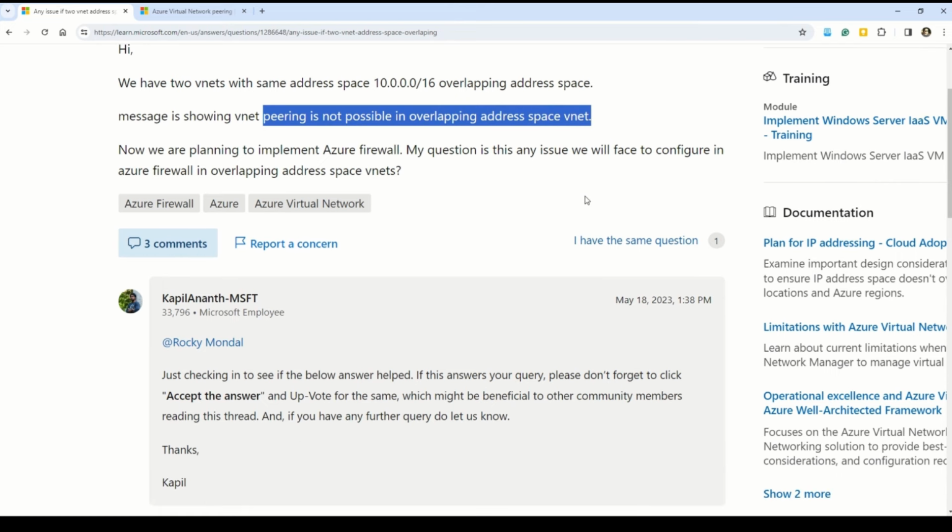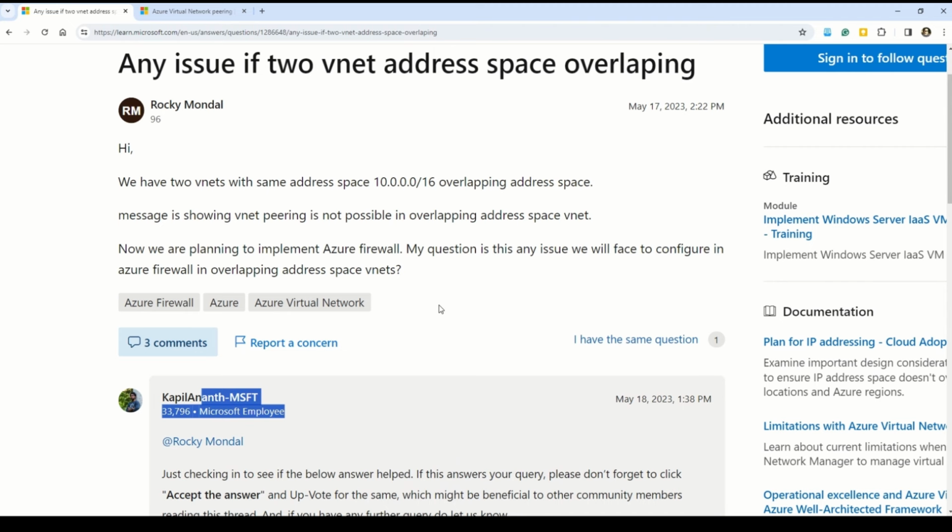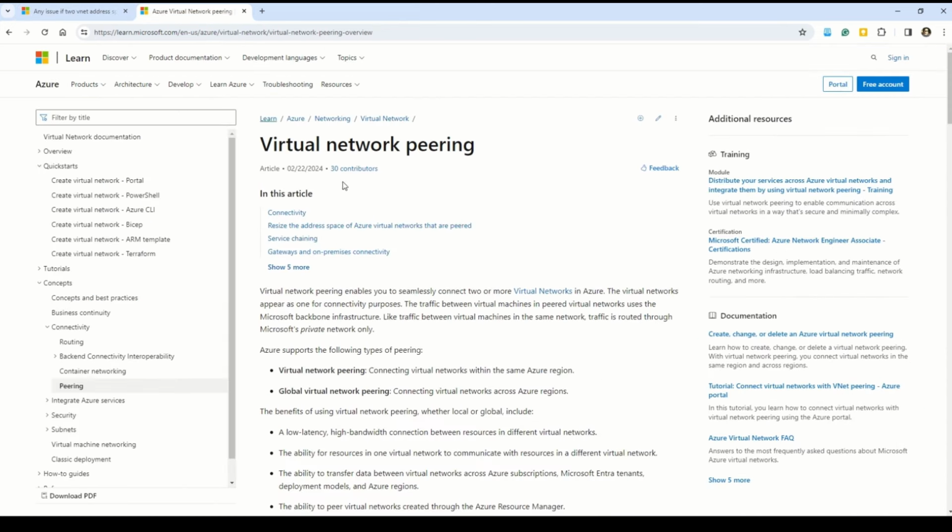You can of course read the answer given by the Microsoft employee. By just reading the question, you can be clear on the concept that there cannot be VNet peering when there are overlapping IP addresses. And besides this, you can also understand the VNet peering concept in the documentation here.